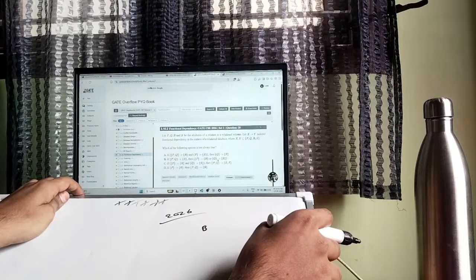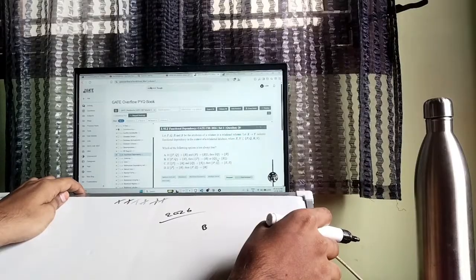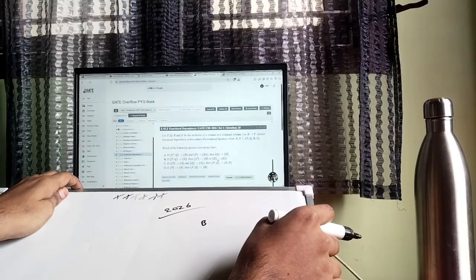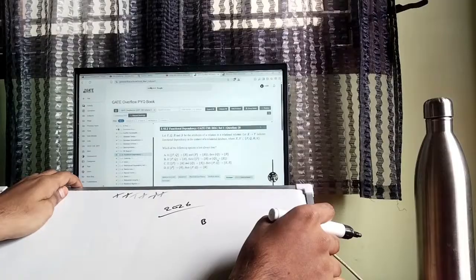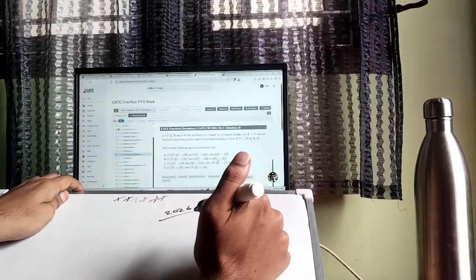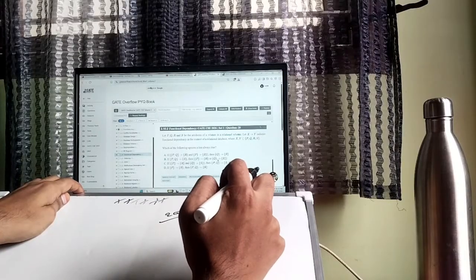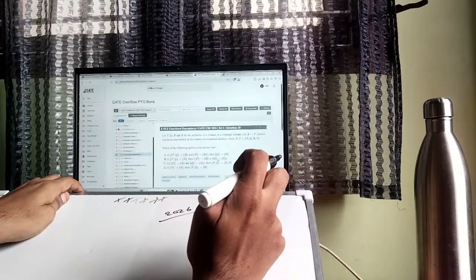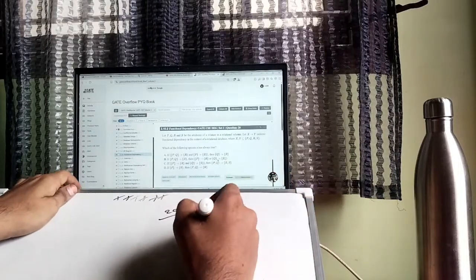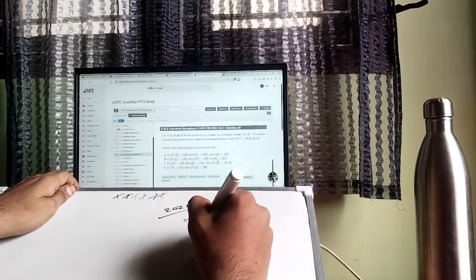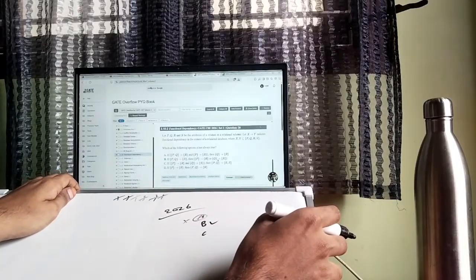Is it MSQ or MCQ? It is MSQ, but it is for 1 mark. Okay, we can't say this. Let me not fix A as the answer. Now B is correct, and P tends to R and Q tends to S.